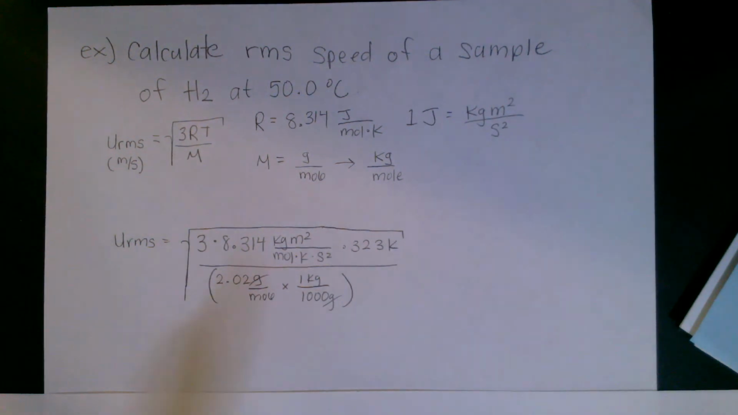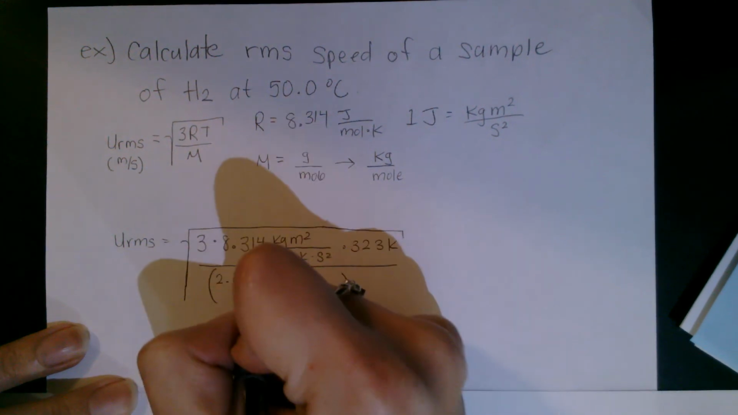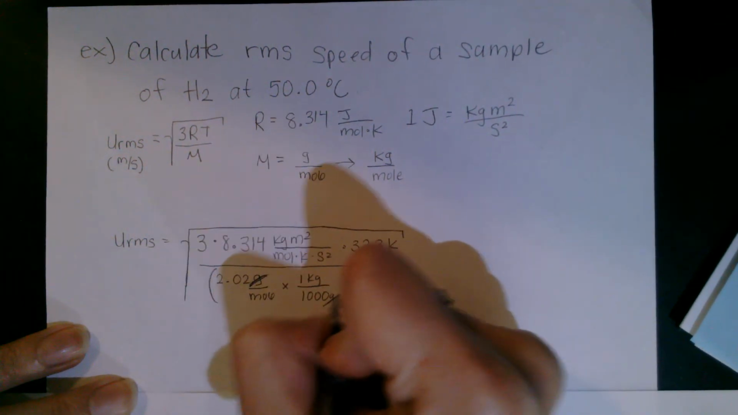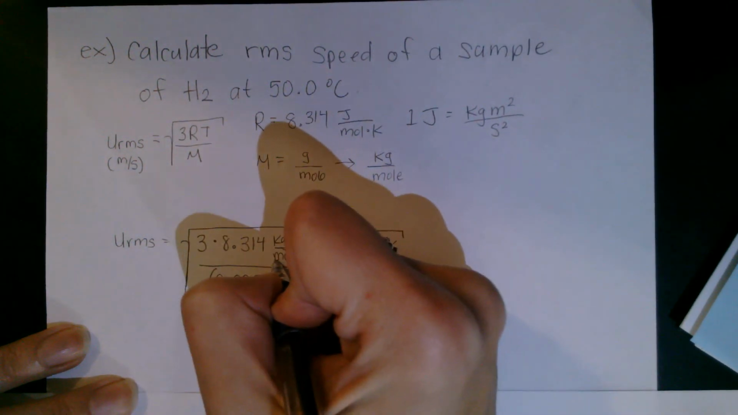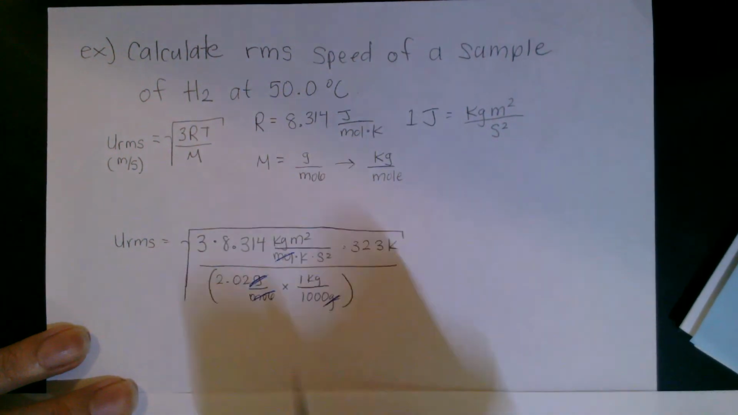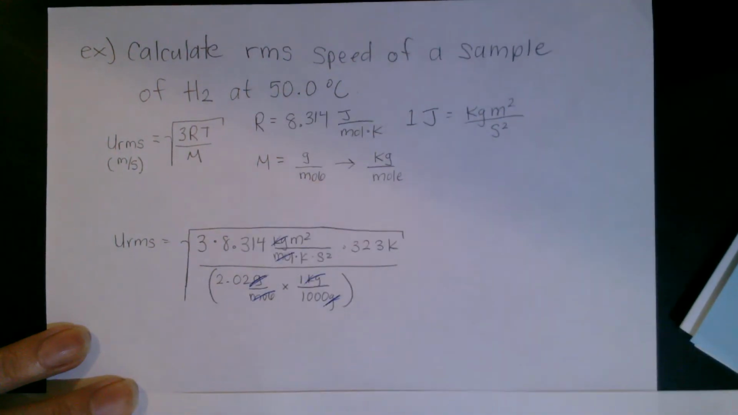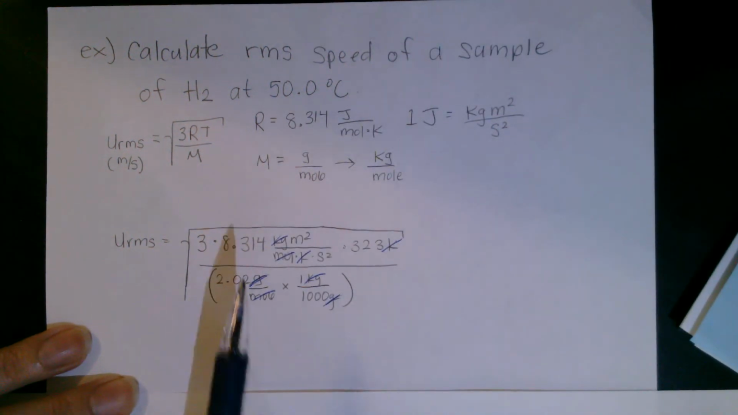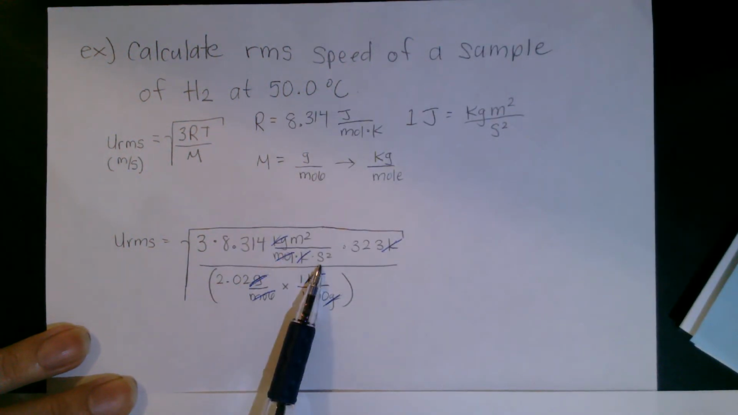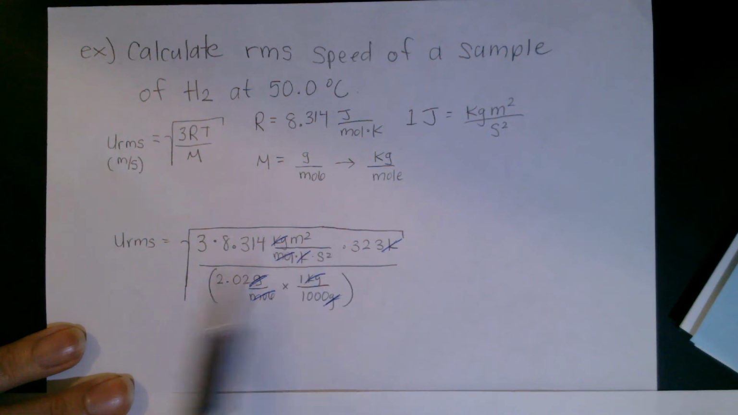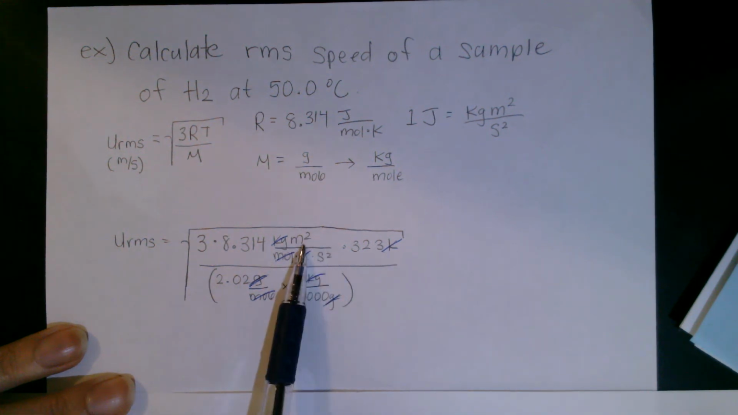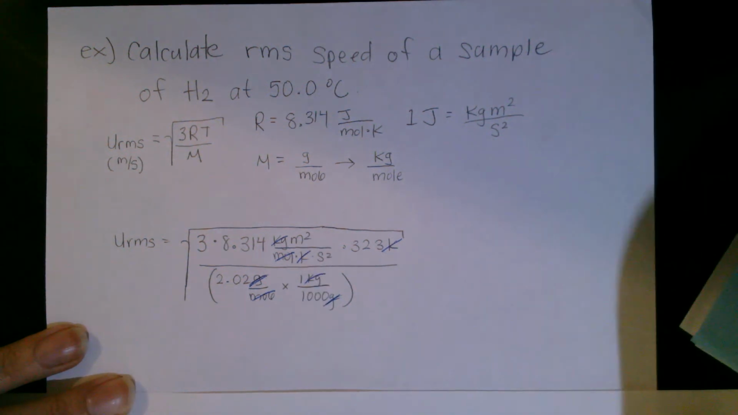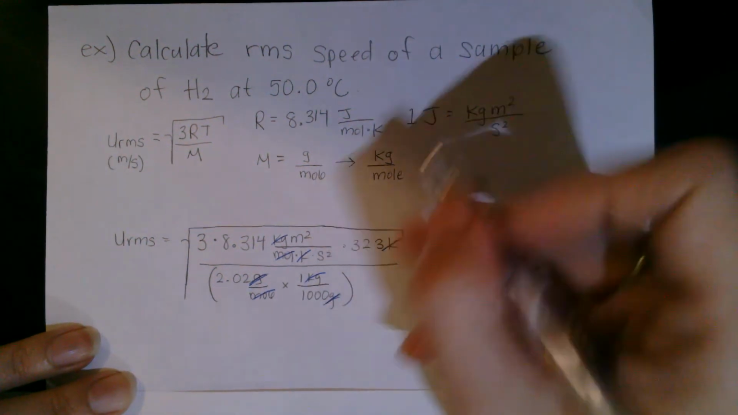Okay, so let's take a look. Make sure all of these crazy units cancel. Okay, so I already did this one. Grams cancels with grams. Per mole cancels with per mole. Kilogram cancels with kilogram. Kelvin cancels with Kelvin. We're left with meters squared per second squared, which is great because once we take the square root, that will turn into just plain meters per second.